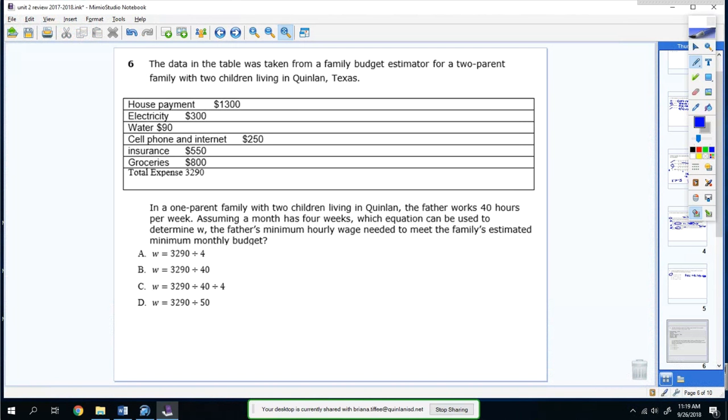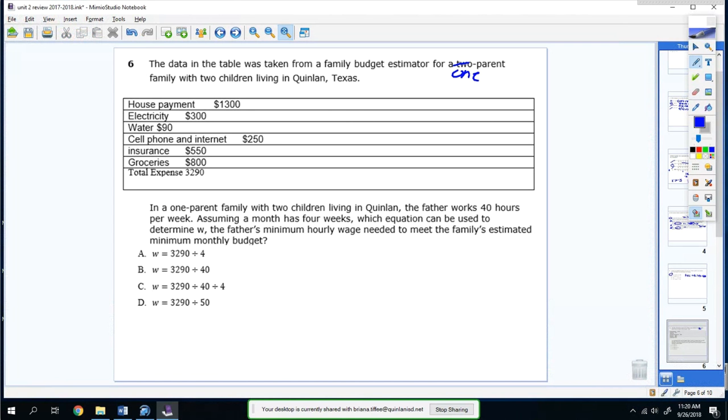The data in the table was taken from the family budget estimated for a 2-parent family with 2 children living in Quinlan, Texas. The father works 40 hours per week. Oh, actually, it's supposed to say 1. I'm sorry, guys. My bad. This one's supposed to say 1.